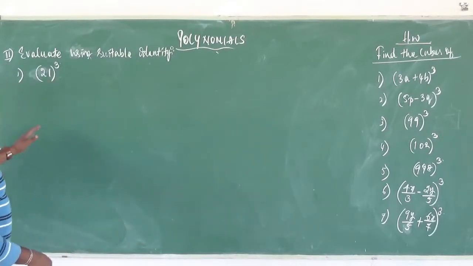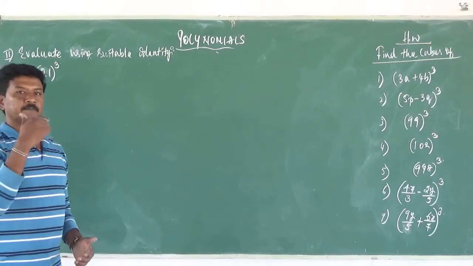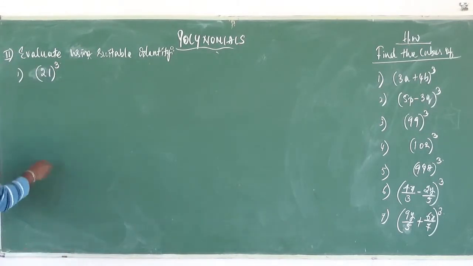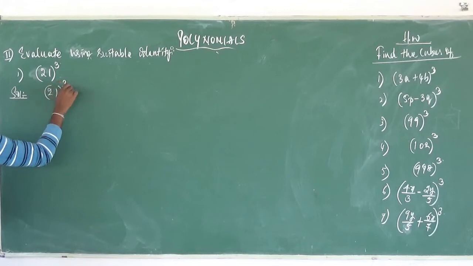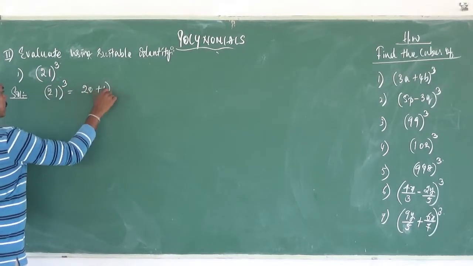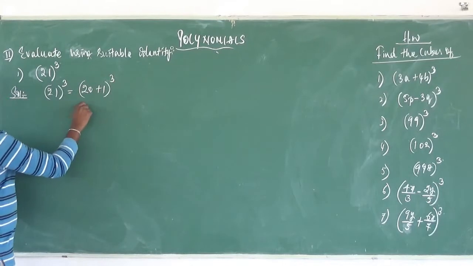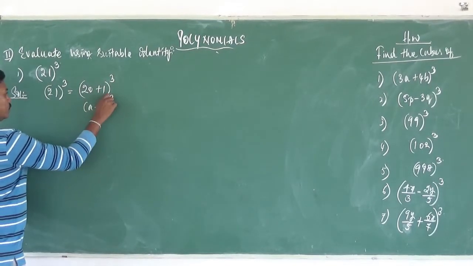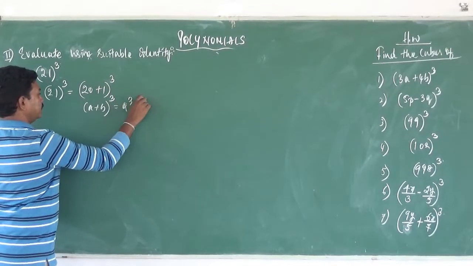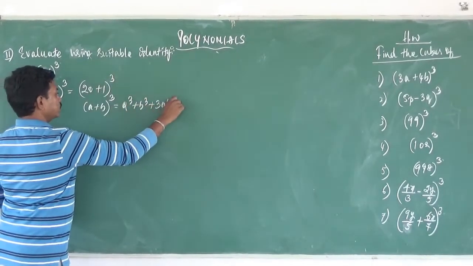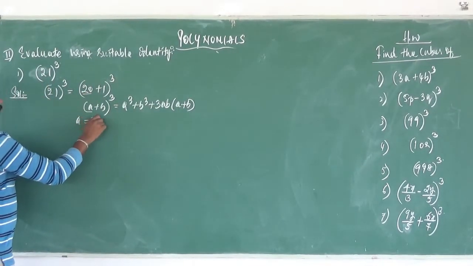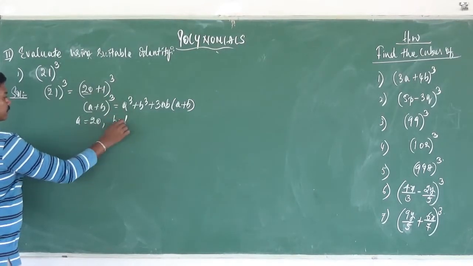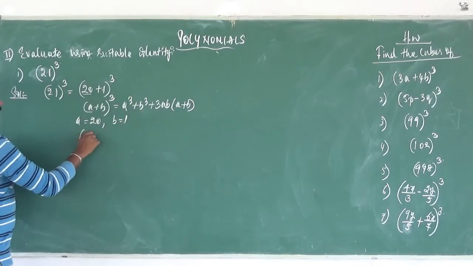So for the first problem I have taken 21 whole cube. I have to evaluate this; in the sense I have to find the value of 21 whole cube. So 21 whole cube can be written as (20 plus 1) whole cube. This is in the form of (a plus b) whole cube, which can be written as a cube plus b cube plus 3ab into (a plus b). So here a is 20 and b is 1. So let us substitute these two values in the formula.